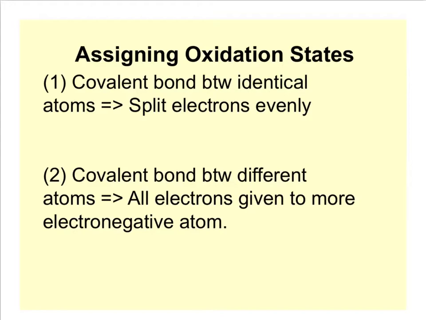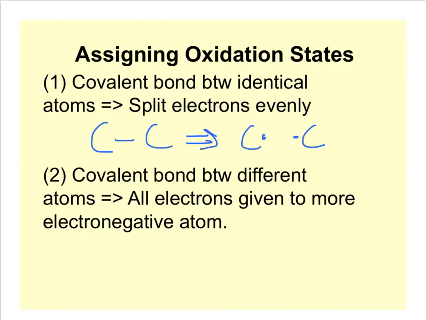So the first general rule: the electrons found in a covalent bond between identical atoms get split evenly. So imagine the electrons in a carbon-carbon bond. What ends up happening is we treat one of those electrons as going to the carbon on the left, and one of those electrons as going to the carbon on the right.